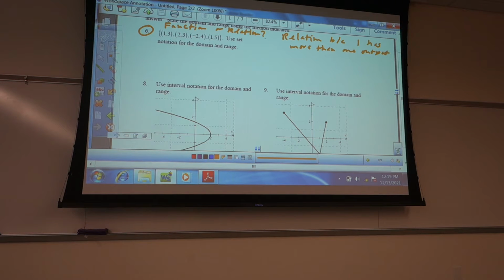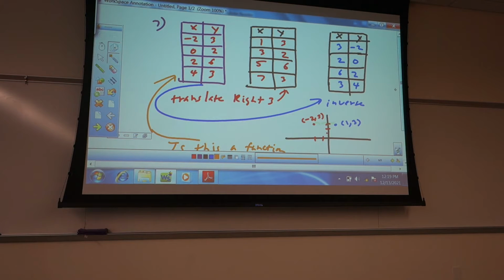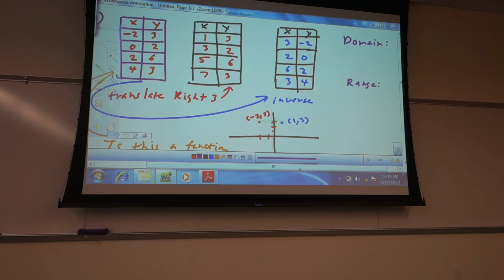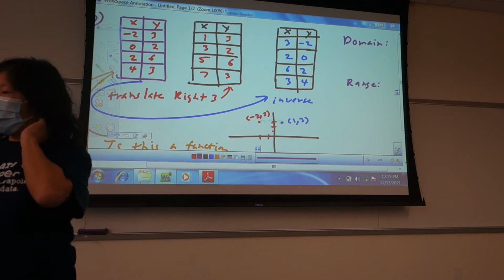Okay? Now everybody use set notation and give me the domain. Ooh, the last one, I didn't have you give me the domain and range. So back to this one here. What's the domain and what's the range for number 7? Domain, remember, is what you start with, what all your x's are. The range is what you can go to, what your outputs can be.